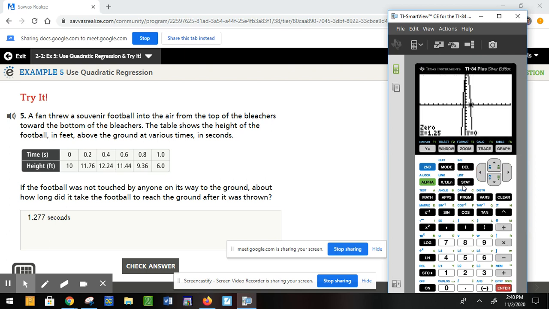Then I hit enter again, and it's telling me very specifically that the x value is 1.25. That means the ball is on the ground after 1 1/4 seconds. So that would be your answer there. All right, let me know if you have any other questions.